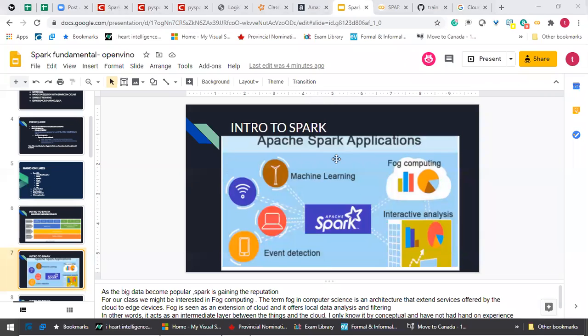So big data is becoming more and more popular. So that's why it's very good for everyone here to learn about it. And also, now we are moving to the cloud, and you will see a lot of services that use Spark.